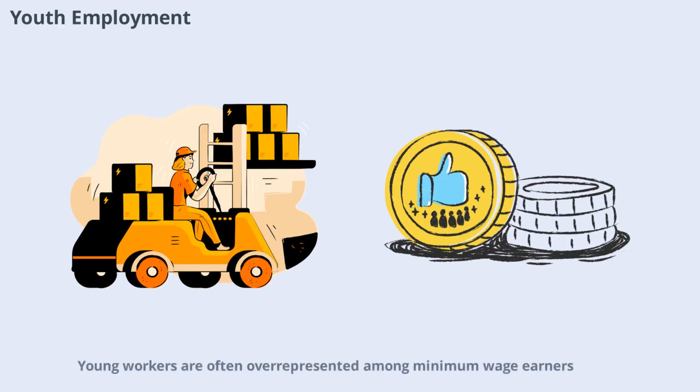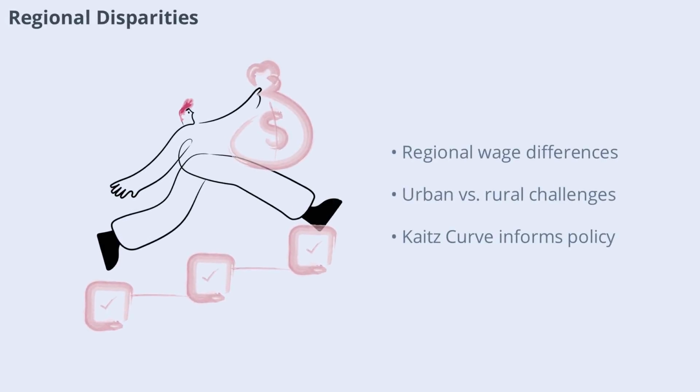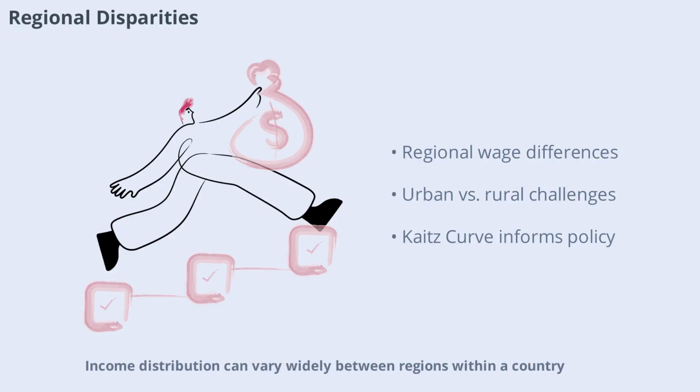Young workers are often overrepresented among minimum wage earners. This makes them particularly sensitive to changes in minimum wage policies and the Kaitz ratio. Supporting youth employment through targeted training and education programs can help improve income distribution and provide better opportunities for the next generation.